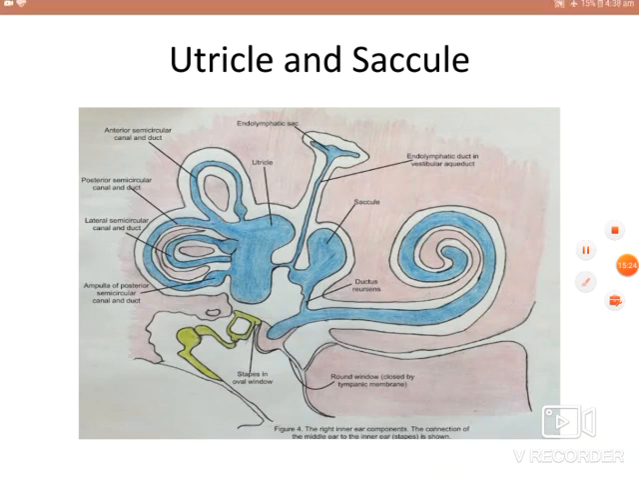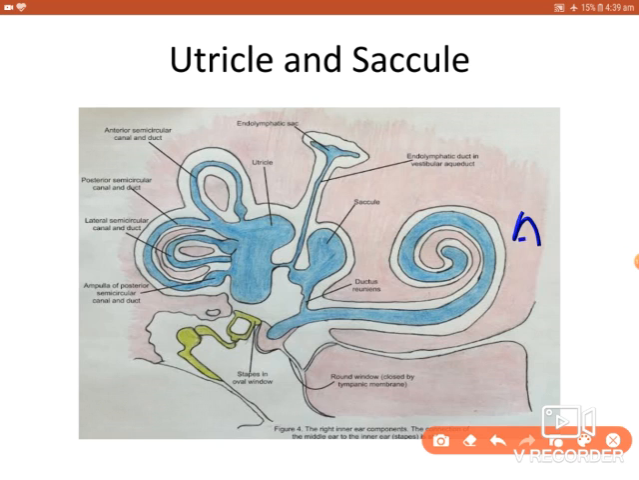Here comes the membranous part of the vestibule. Anteriorly you can see the cochlear duct. In the middle there are the saccule and the utricle. Posteriorly you can see the semicircular ducts. The saccule is a globular membranous sac which lies in the spherical recess. The utricle is an oblong shaped membranous structure which lies in the elliptical recess.